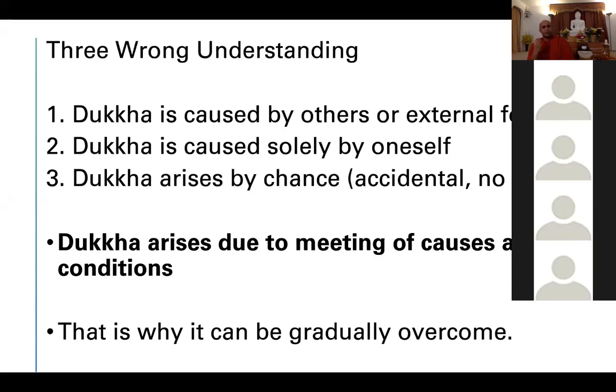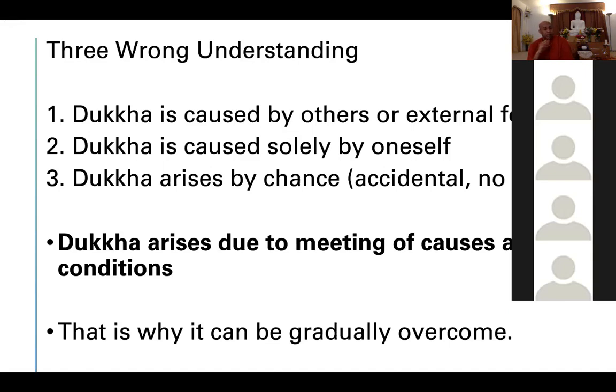Also, when you think that it's solely caused by oneself, there's a subtle element of I here, a subtle acceptance of a permanent I who can cause suffering. In the deeper Buddhist understanding, at the higher level, we understand that what we call I is also a process. There's no permanent agent behind this experience. So to say that dukkha is caused by oneself is also implicitly accepting that there's a permanent I. Therefore, it's also considered a wrong understanding.